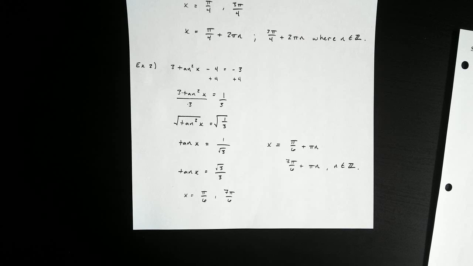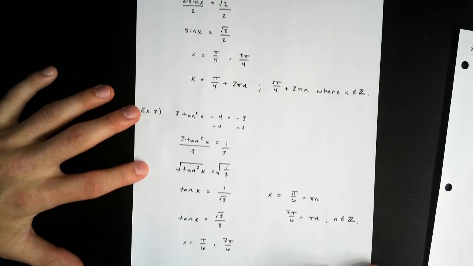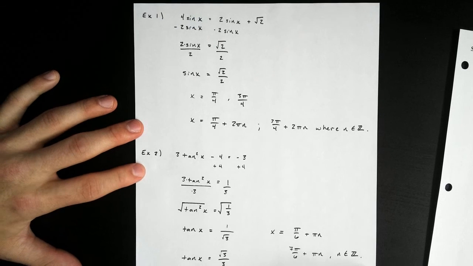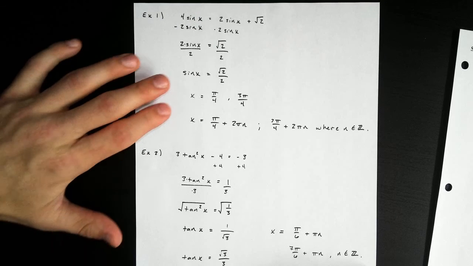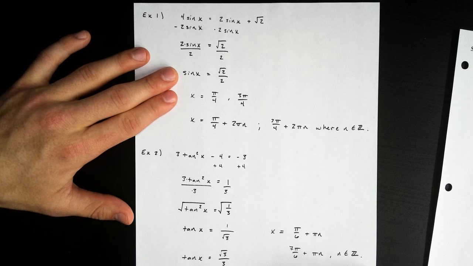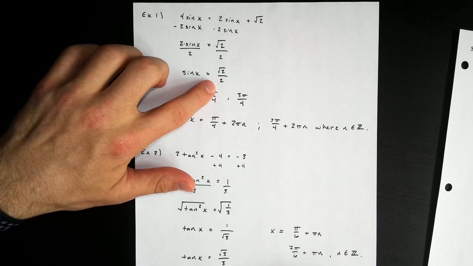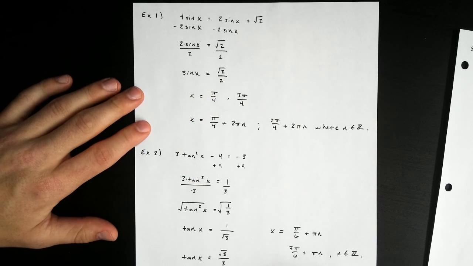Okay. So there are two examples of solving trig equations. Again, the main idea here is we need to isolate our trig term first. Once that's isolated, we're just looking for basically the angle that is going to give us the value on the other side of the equation.